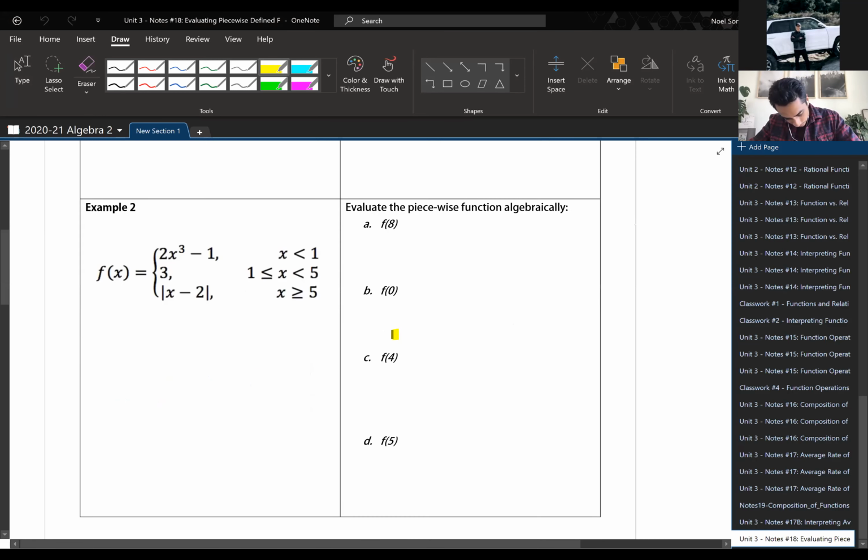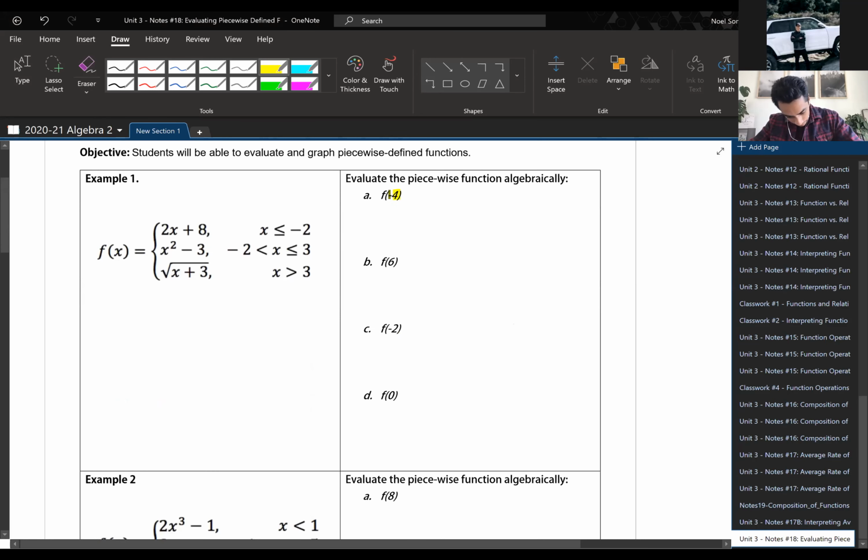Notice what you're being asked to find is f of -4, right? f of -4. So which one of the domains does -4 belong to? Does it belong to the domain where x is less than or equal to -2? Does it belong to the domain where it's in between -2 and 3? Or is it part of the domain where it's greater than 3? Where does -4 fit in these three different domains?